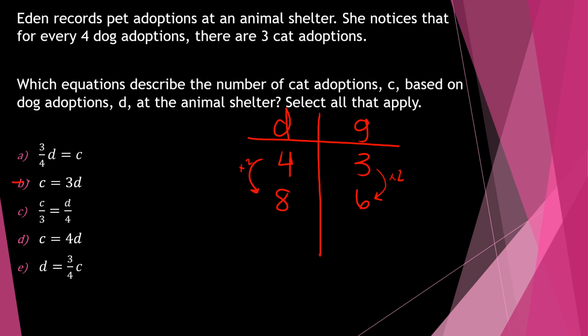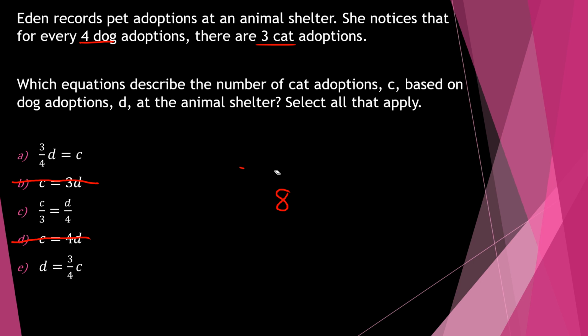Now I can tell you right now that B and C are not going to work because they only use one of the numbers from the 2 different numbers we have in our problem, this 4 and 3. We can't have just the 3 used without the 4 because that isn't telling us the ratio or the relationship between them. So with our table, let's pick 4 and 3 because 4 and 3 are the 2 smaller numbers. So this means that D is going to be represented by 4 because that's the number of dogs, and C is 3 because that's the number of cats.